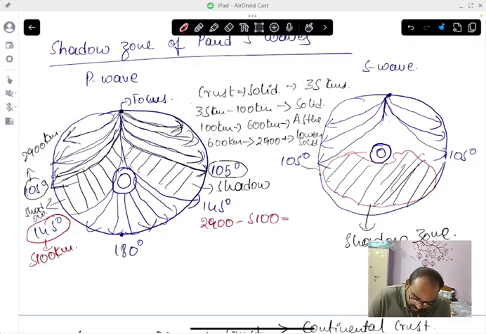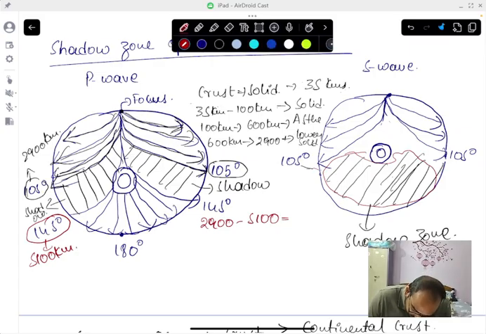Look here. Once these waves entered this liquid outer core portion, they deflected. S waves disappeared here and P waves traveled in a very slow manner. See, in the outer core they got deflected like this. Again, traveling in the outer core, they got deflected like this.